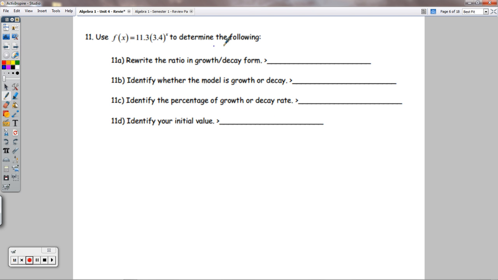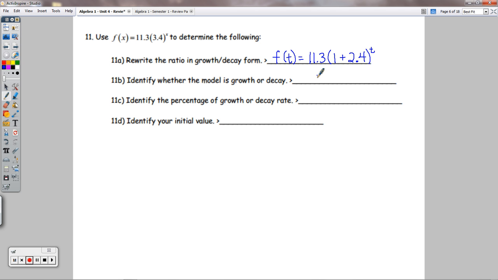For 11, rewrite the ratio in growth or decay form once again. So this number right here, looks like we're going to have f of t, we can say that, or we could say f of x, or whatever notation in the front you decide to use. But this is really what I care about, is getting this part right. So 11.3 stays the same. It's 1 plus or minus something. In this case, it's going to be plus, because 1 plus 2.4 is 3.4, the number that's right there. So 1 plus 2.4 goes there, and then since I use t here, I have to use t here.